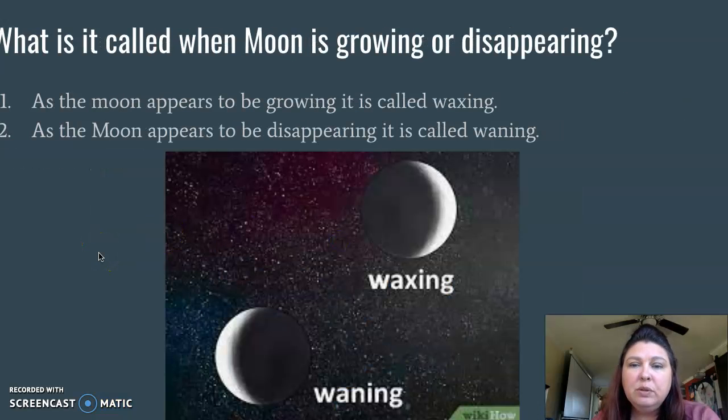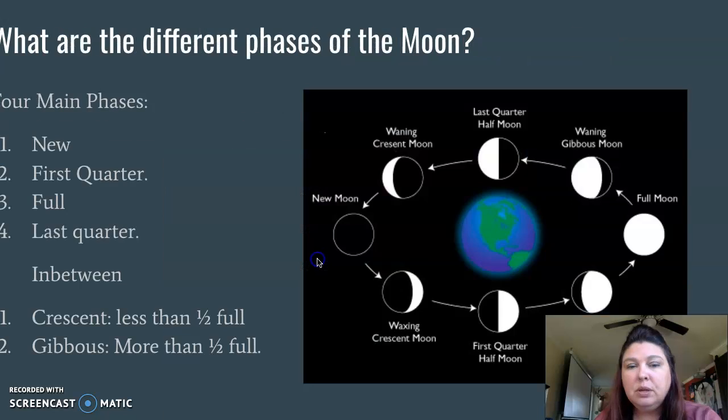So what is it called when a moon is growing or disappearing? As the moon appears to be growing, it is called a waxing moon. And as the moon appears to be disappearing, it is called a waning moon.